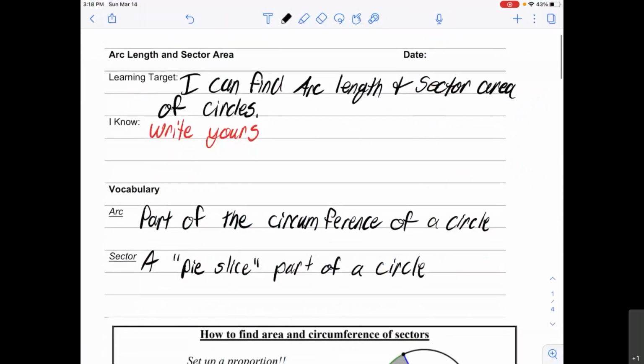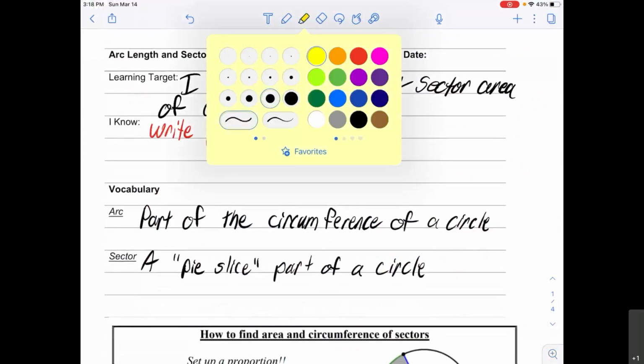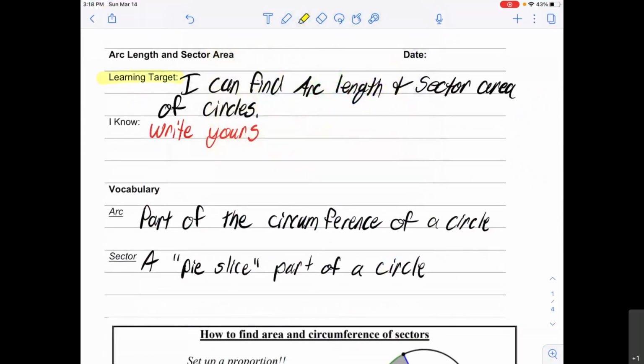In this video, we are talking about arc length and sector area. So our learning target today is I can find arc length and sector area of circles. Please write down the date that you're watching this video for your own records. Write down what you already know.